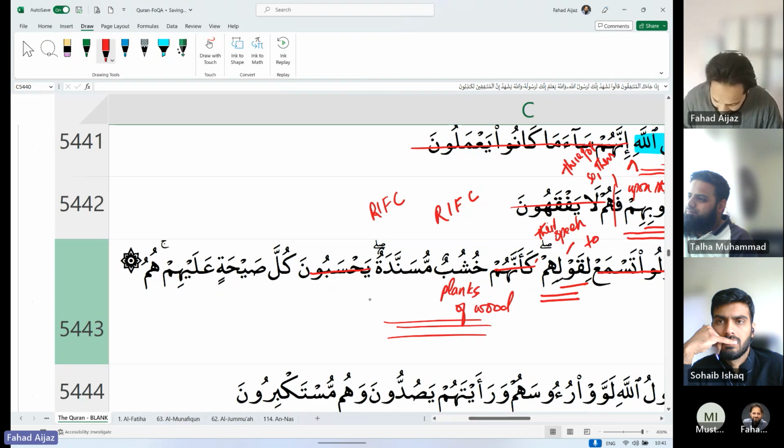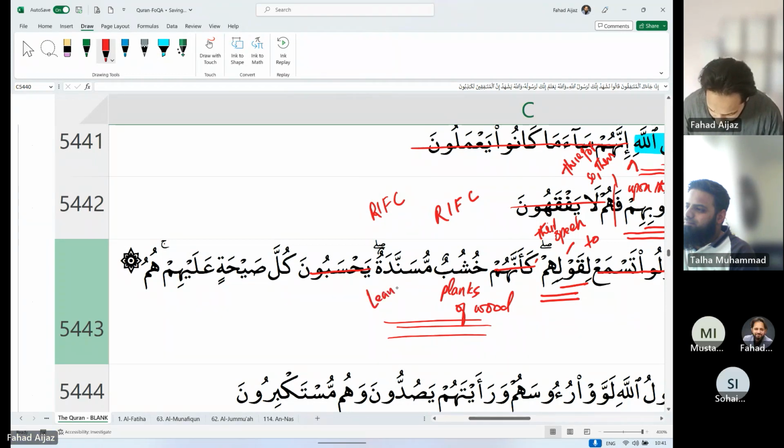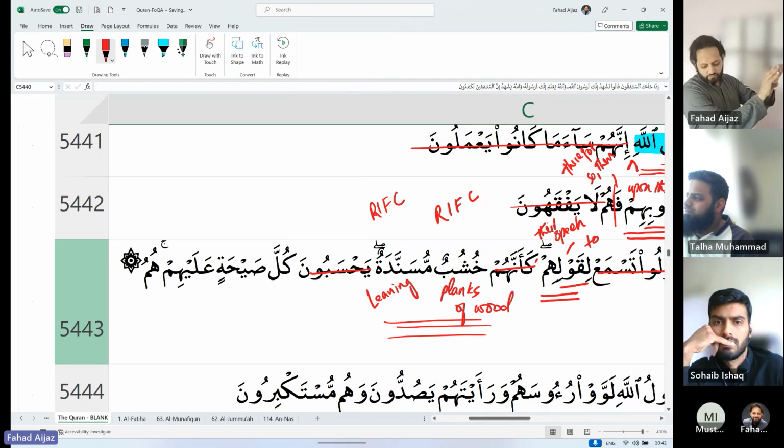And musannada means leaning. Leaning planks of wood. It's like thin planks of wood. When you just put them next to the wall and they're leaning next to the wall, that's what this means. Leaning planks of wood. Okay? Allah is saying that what they speak is like leaning planks of wood or hollow pieces of wood. One wind can just throw it away. It's as insignificant. That's the context here. Okay.